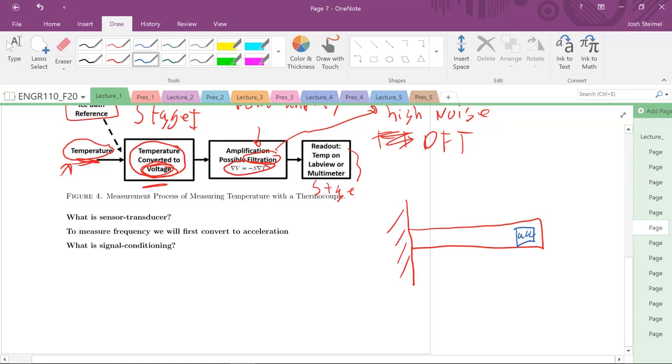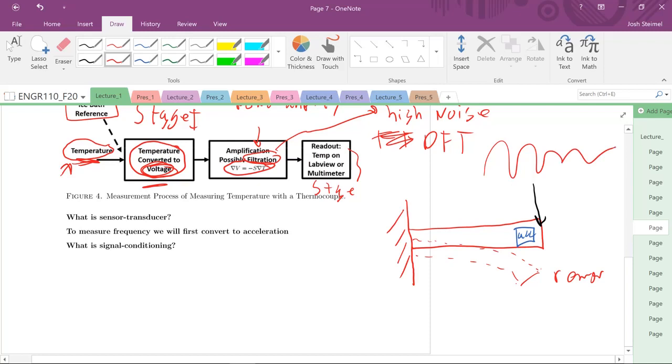Accelerometer on the end of our beam, and we are going to apply some deflection here. The beam is going to bend. We're not going to plastically deform it. Then we're going to remove the load, and then the beam is going to vibrate freely.